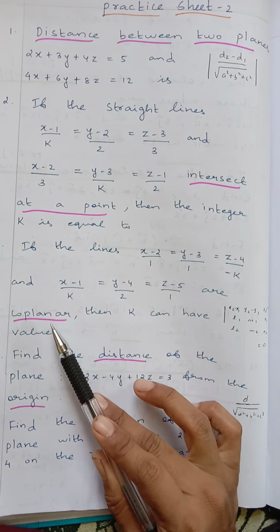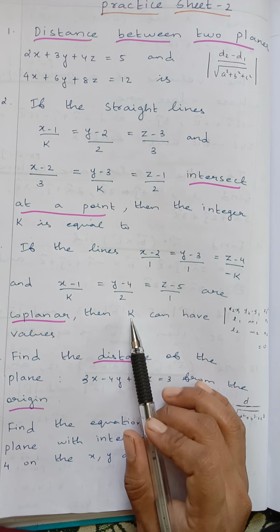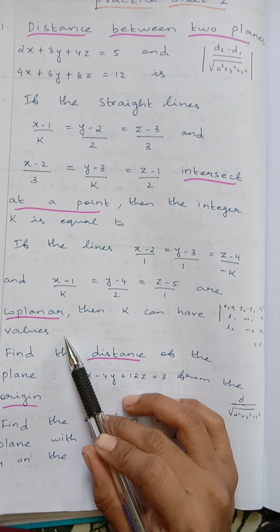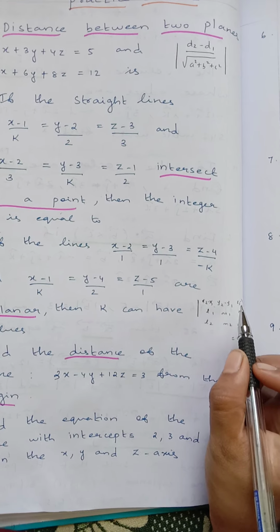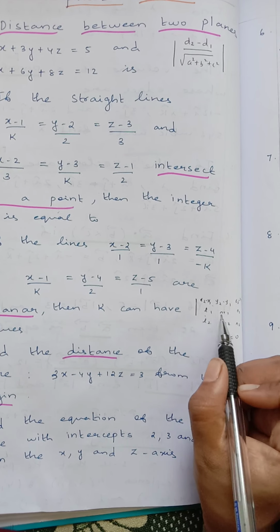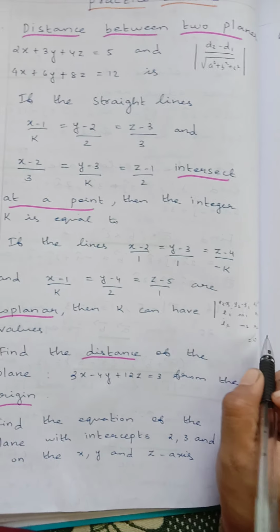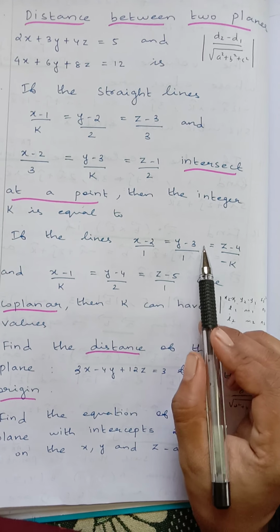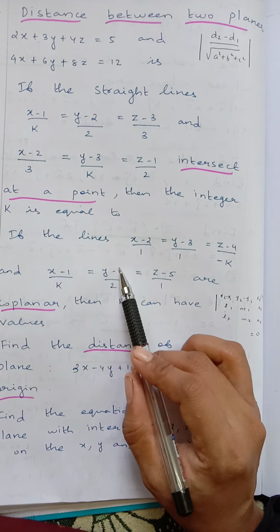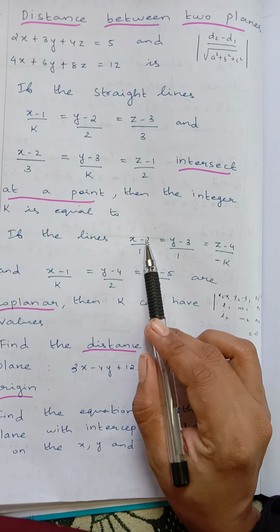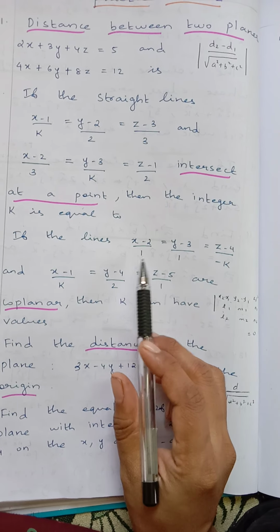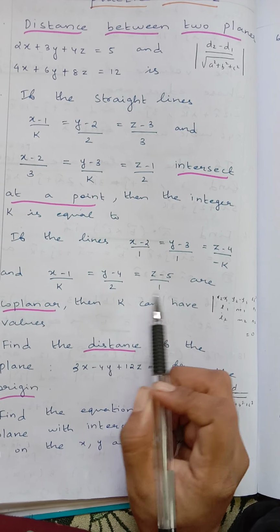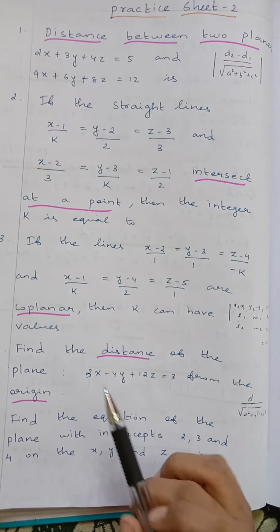If the lines are coplanar, then k can have values. Coplanar condition: x2 minus x1, y2 minus y1, z2 minus z1 by l1 m1 n1, l2 m2 n2. So this is your x1 y1 z1, x2 y2 z2. Suppose if you have minus 2, it will become plus 2, right? Next, L1 M1 N1 is 1 1 minus k, L2 M2 N2 is k 2 and 1.